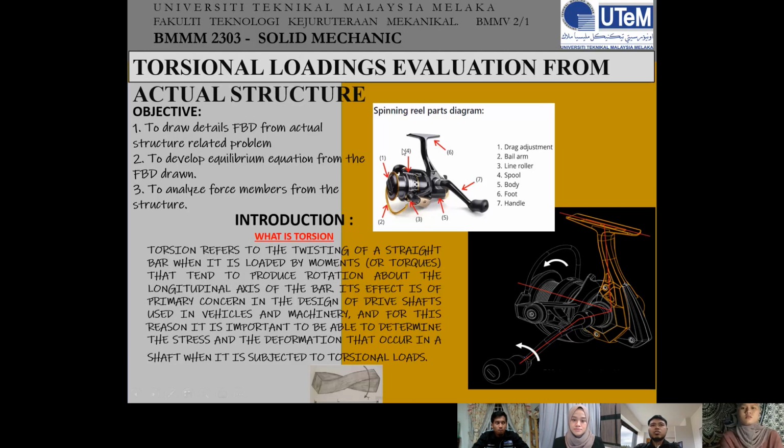So this is the spinning wheel parts diagram. Number 1 is track adjustment. Number 2 is bell arm. Number 3 is line roller. Number 4 is spool. Number 5 is the body. Number 6 is the foot. And number 7 is the handle to rotate the engine.